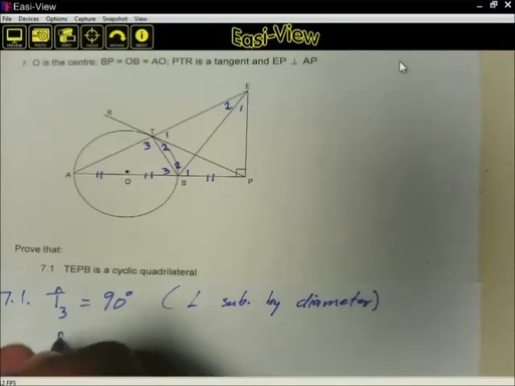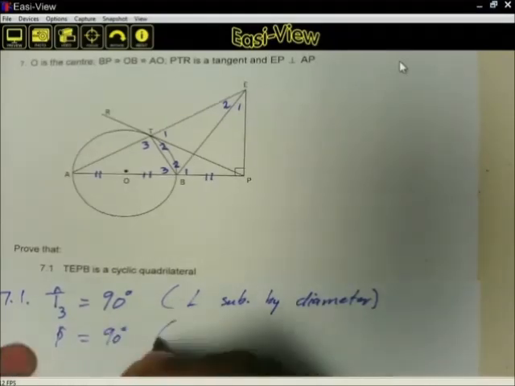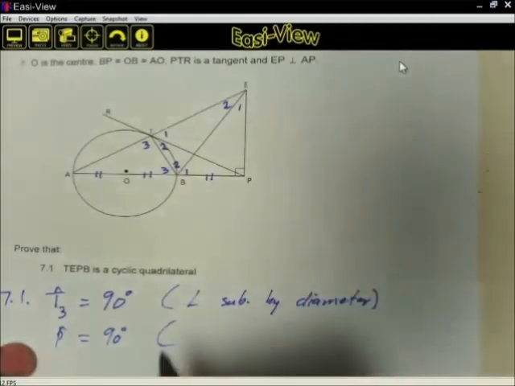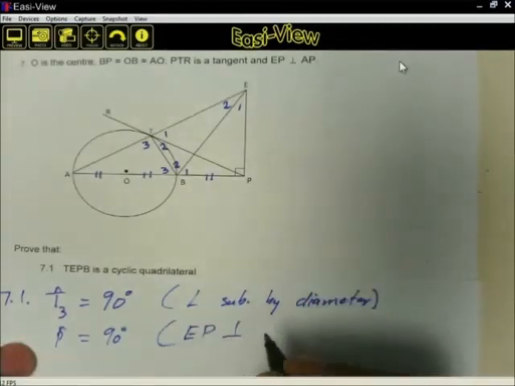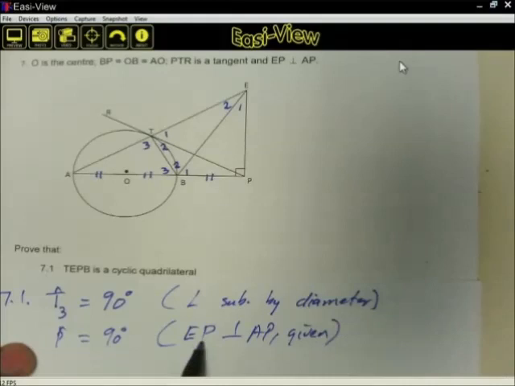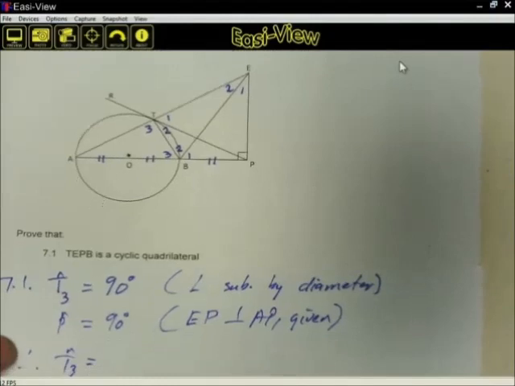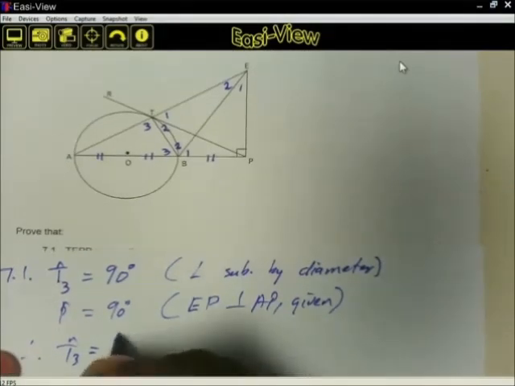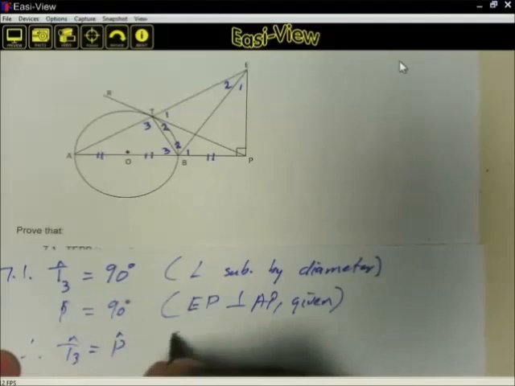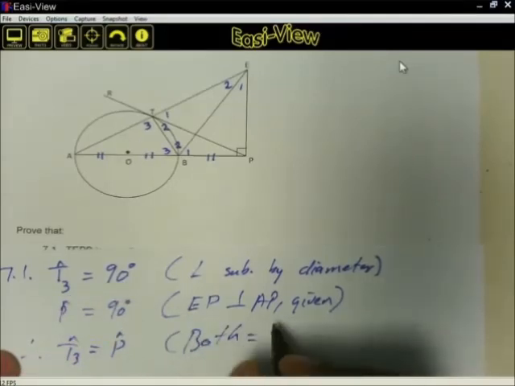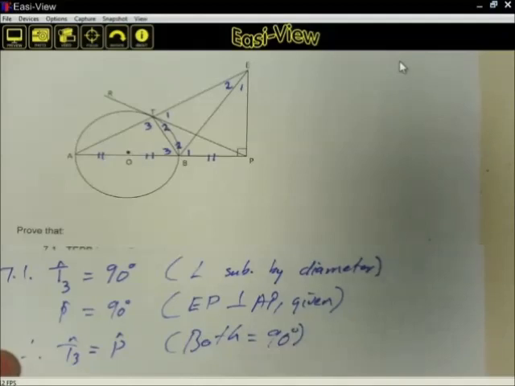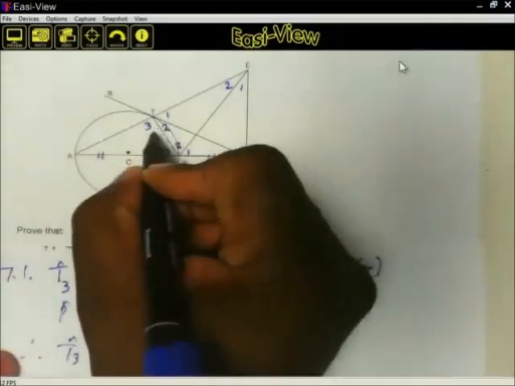Angle P is also equal to 90 degrees. Why do we say angle P is equal to 90 degrees? Because it is given that EP is perpendicular to AP. That's why we say this angle P is equal to 90 degrees. Therefore, we draw a conclusion. It means angle T3 is equals to angle P. What is the reason? They are both equals to 90 degrees. So if this angle is 90 here, let's mark it.